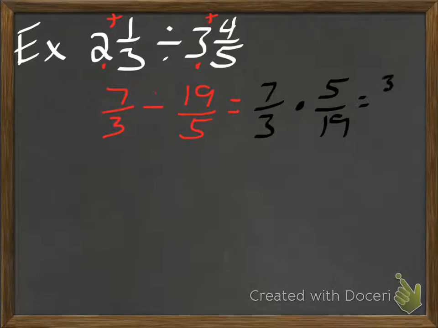7 times 5 is 35, and 3 times 19 is 57. It's already been reduced. If it hadn't, we could reduce it right here, and it's a proper fraction. So we're done.